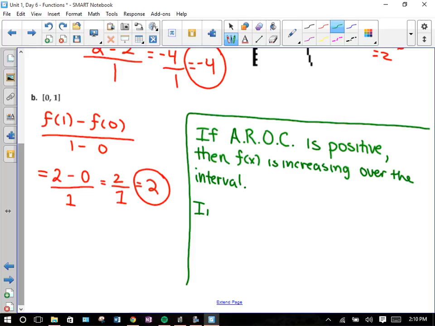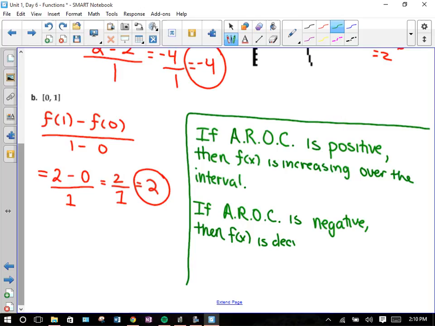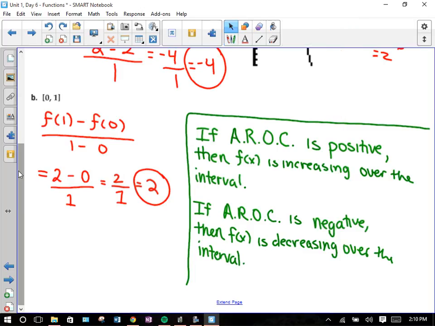Okay? If the average rate of change is negative, then f of x is decreasing over the interval. Okay? That should make sense. If the slope of the line is negative, that means it's going downhill. So that means the function decreases. If the slope of the line is positive, that means the function is increasing.